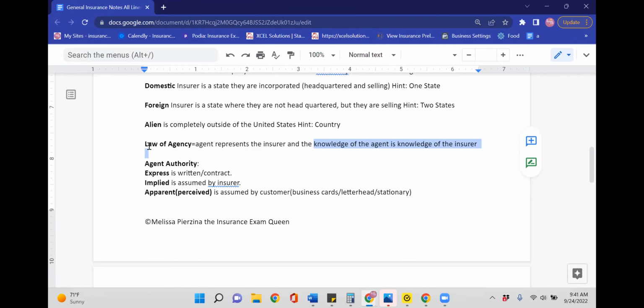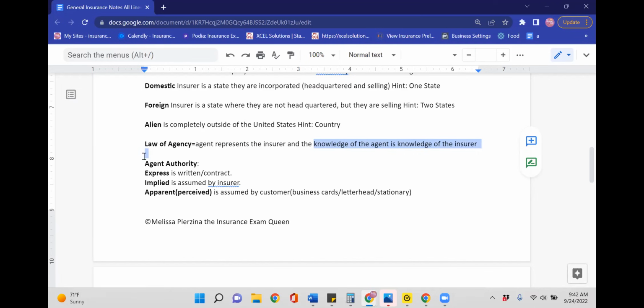Okay. So law of agency describes the relationship between the insurer and the agent. The agent represents the insurer. Anything the agent does becomes the responsibility of the insurer. And the knowledge of the agent is knowledge of the insurer. Anything the agent says out of their mouth, the customer perceives that to be the knowledge of the insurer.